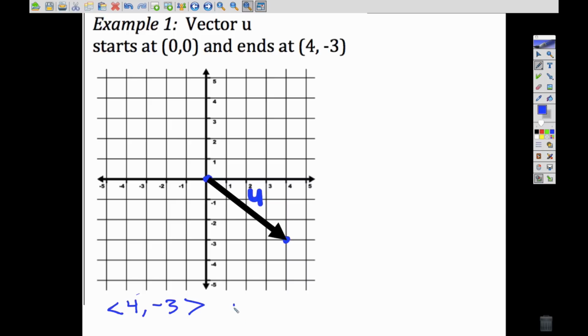Or we can say 4i, and then since it's negative, we'll just do -3j. Either of these would represent this vector. And then, like we just talked about, we could move this anywhere on the coordinate grid, and it's still going to be 4 in the positive horizontal direction and -3 in the vertical direction.